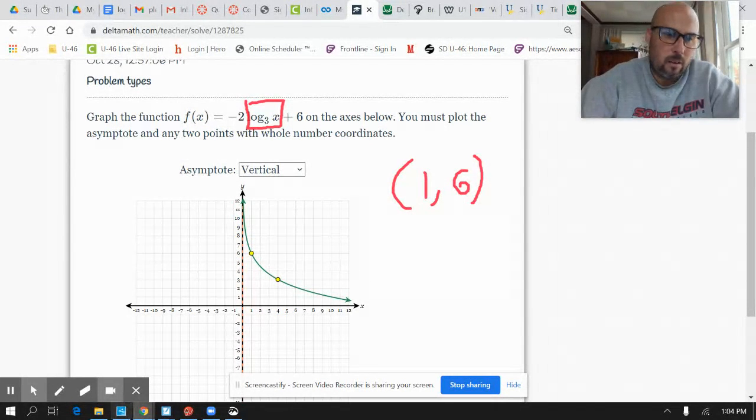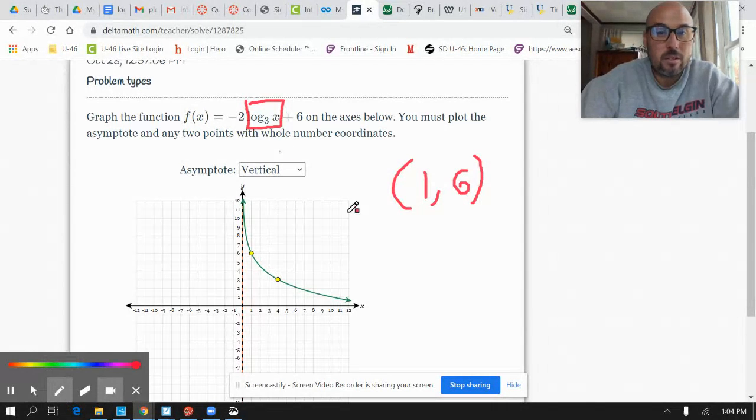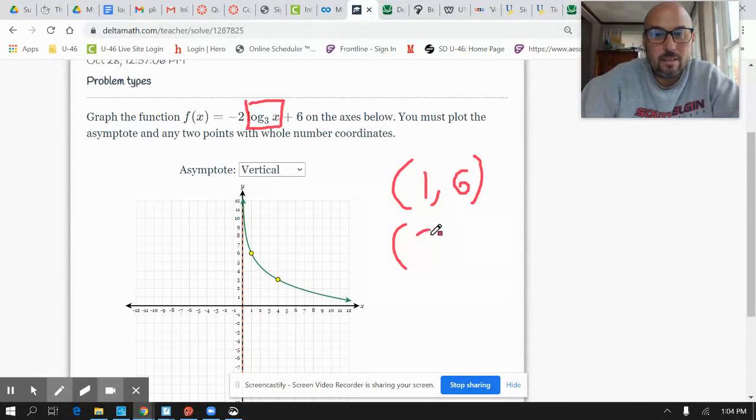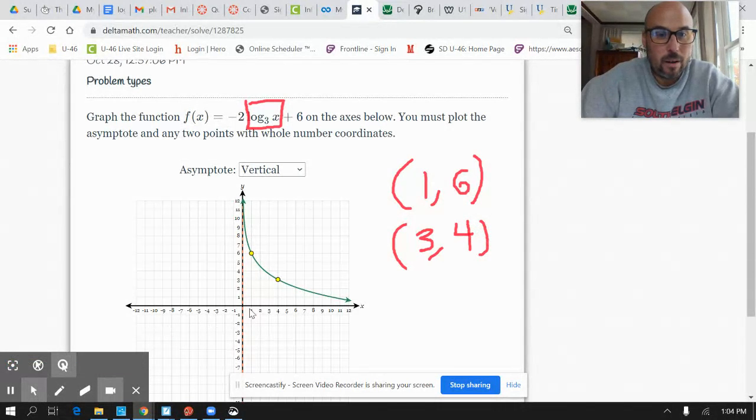I need another ordered pair. So I would just choose 3. If x is 3, then again, what's in the box is log base 3 of 3, which is 1. Negative 2 times 1 is negative 2. Negative 2 plus 6 is 4. So 3 comma 4 is a second ordered pair, and that is right here. So this is my logarithm.